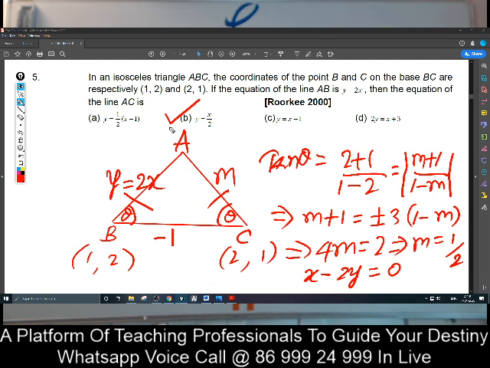Good night, please. So this is x minus 2y equal to 0 is the answer.